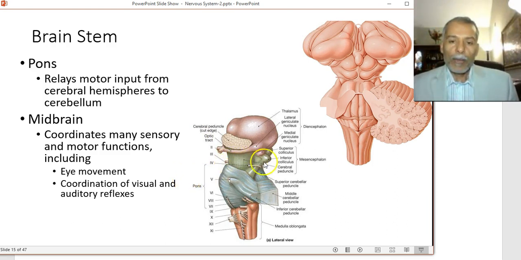The midbrain, you can see here, coordinates motor and sensory functions, including hearing. That little bulge has to do with hearing. The one above it has to do with vision.